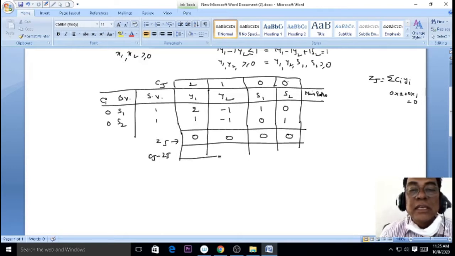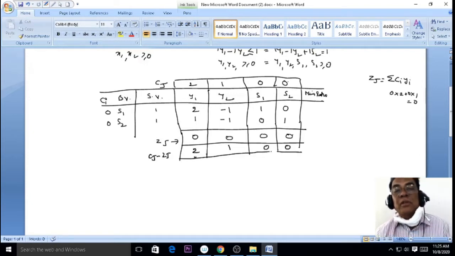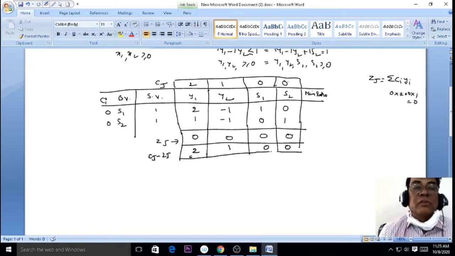What are the Cj here? Cj values are available, the first row, top row values. 2 minus 0, 2. 1 minus 0, 1. 0 minus 0, 0, 0. So the values present in Cj minus Zj are all positive. It means select the maximum positive value, that is called the key column. This is called the key column.